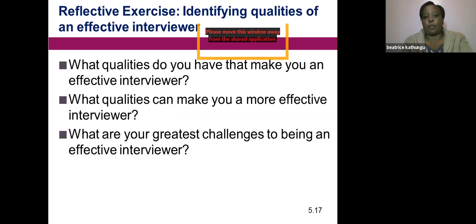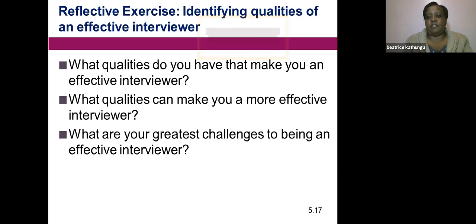And I think I have one more final reflective exercise for you here, which I think you can do in just 2 minutes. You can type in your chat, you can put in your journal, because this is very important for our personal development. So the first question here asks us, what qualities do you have? This is now individual, that make you an effective interviewer. So look at yourself critically. Ask yourself, do I have the qualities that make me an effective interviewer? Which ones are they? Secondly, what qualities can make me even more effective in my interviewing? So this is like asking, where can I improve?